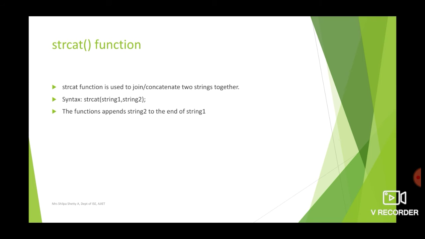The next function that we have is the string cat function, or strcat. This function is used to join or concatenate two strings. Joining two strings is also called concatenation. That means you are adding the two strings, but actually it is appending the second string to the end of the first string. So the function appends string 2 to the end of string 1.